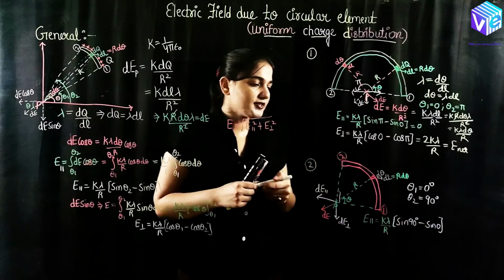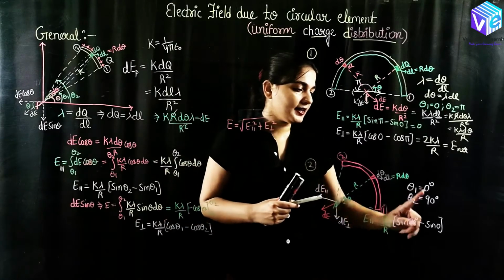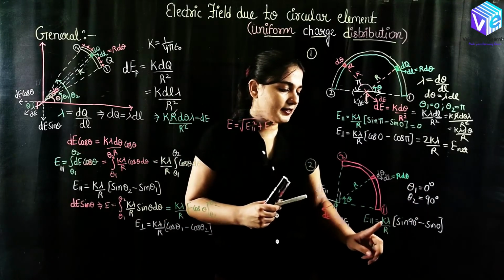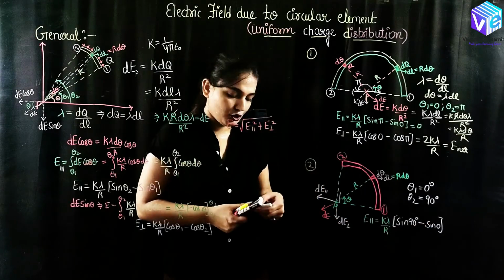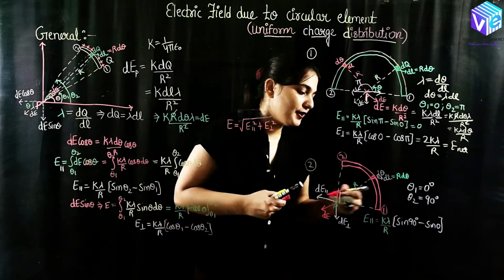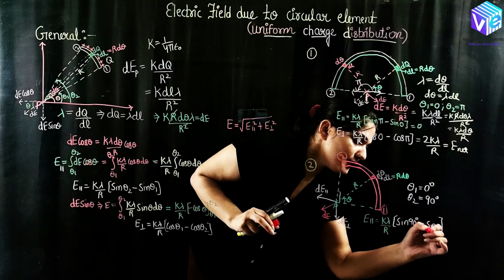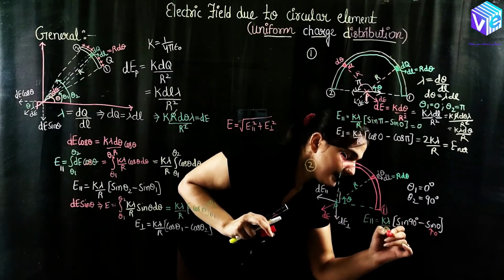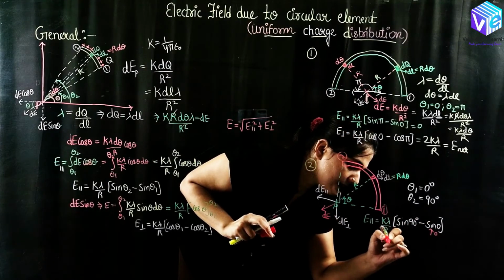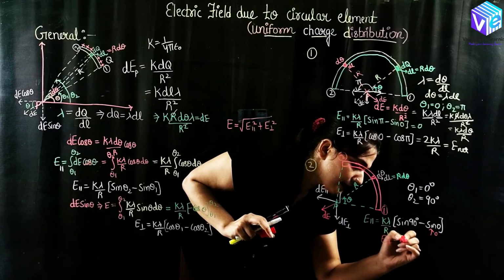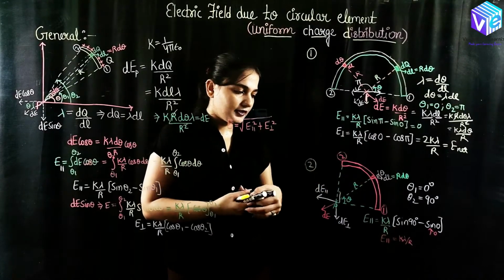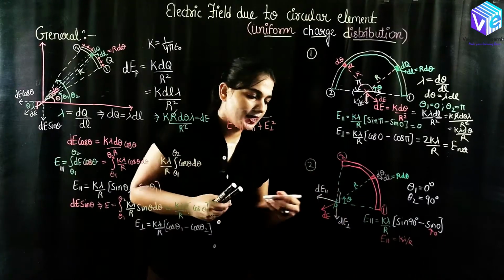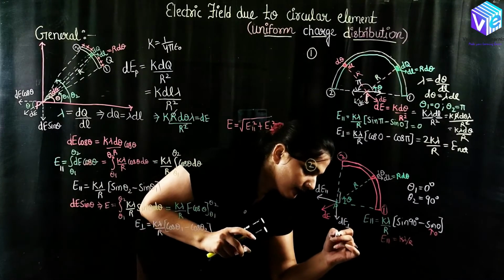Okay, so what was theta 2? Theta 2 was 90, theta 1 was 0. So E parallel will be k lambda upon r into sine 90 minus sine of 0. Okay, so here I know the value of sine of 0 is 0 and sine of 90 is 1. So I can say E parallel is k lambda upon r. Okay, so now I can easily find out what is my E perpendicular.